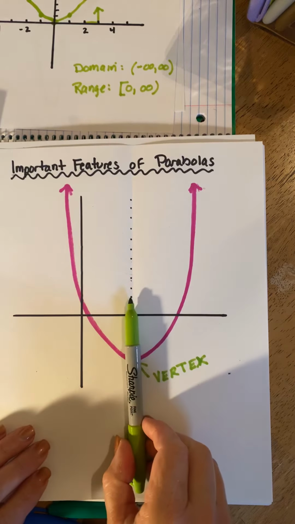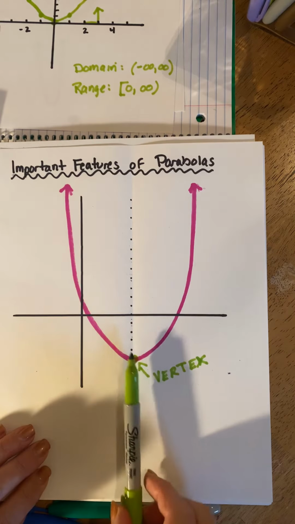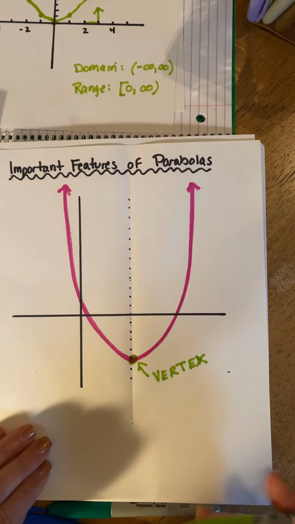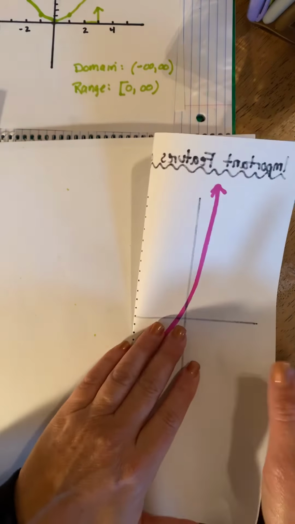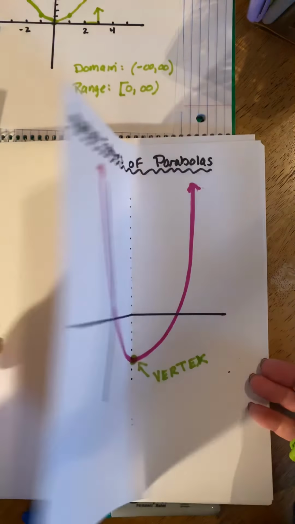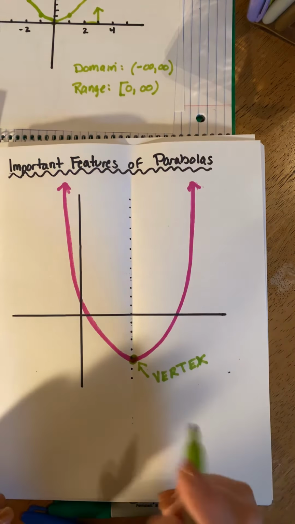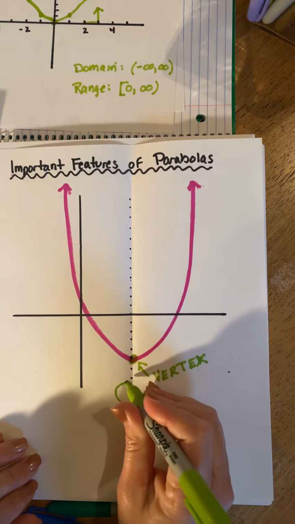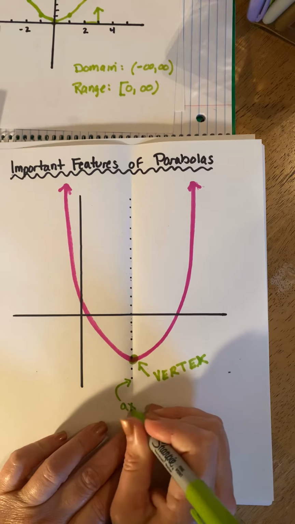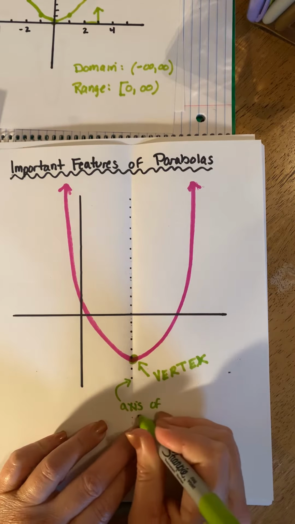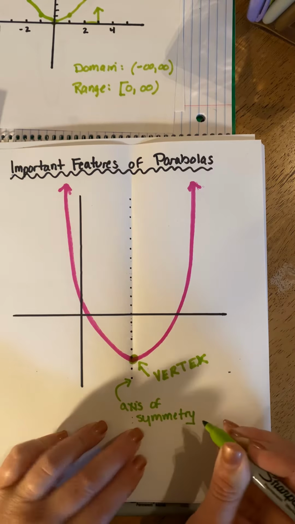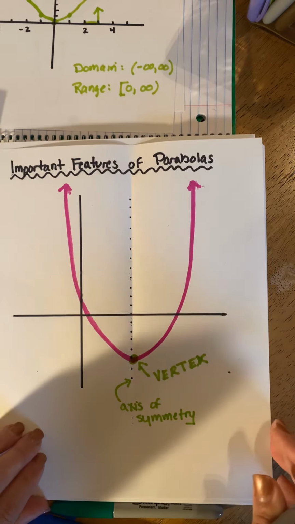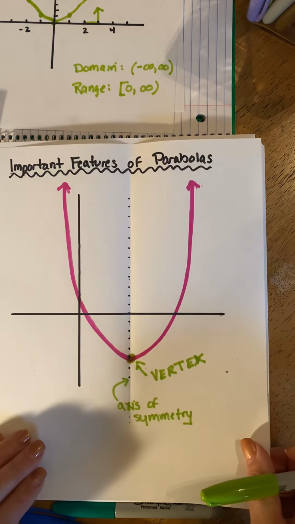There's a vertical line that goes through the vertex. It's just an imaginary line, that's why I drew it dashed. But this is a line that we can fold this on, and this quadratic function would be a mirror image of itself with respect to that line. This line we call the axis of symmetry. All quadratic functions graphically have an axis of symmetry.